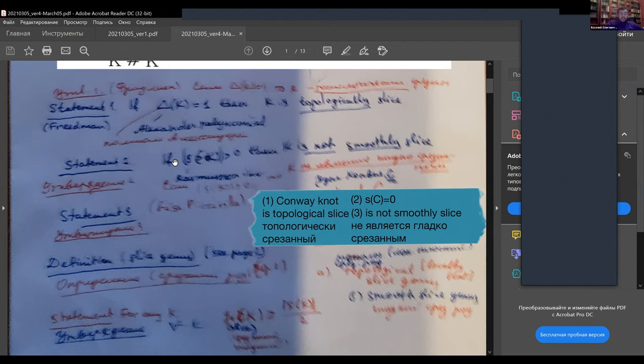And now I would like to give a statement which is due to Lisa Piccirillo. Lisa Piccirillo is just a young postdoc, so she was a sort of assistant student somewhere, and she published a paper that the Conway knot is not slice. And I would say, first of all, this paper was published in Annals of Mathematics. Moreover, for that paper, she got a professor position.